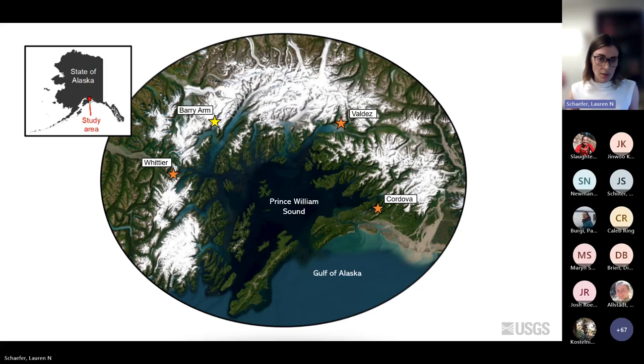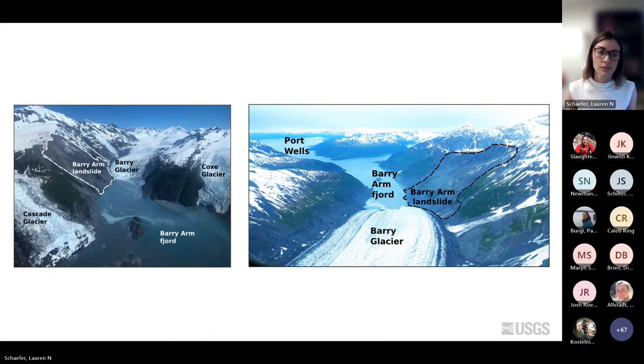And so Barry Arm is located here in the Prince William Sound with this yellow star, and these other orange stars indicate cities that are located around the Prince William Sound. These are two photos looking up and down valley at Barry Arm to give you a sense of place. So on the left, the Barry Arm landslide is outlined in white, and on the right, it's outlined in black.